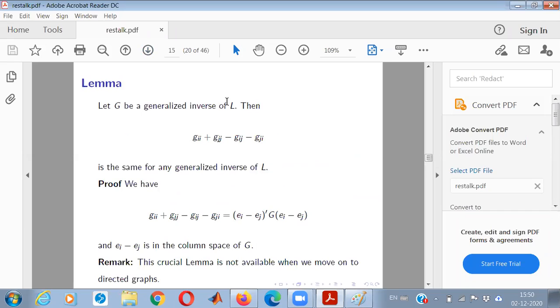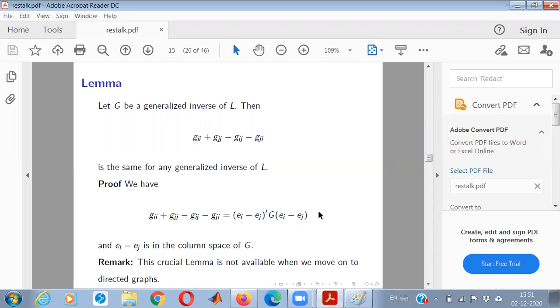Let's take any generalized inverse of the Laplacian. Then this quantity g_ii plus g_jj minus g_ij minus g_ji. If G is symmetric, this can be combined into 2 times. But otherwise, you keep it as it is. And this is invariant under the generalized inverse. And the simple reason being that this expression can be written like this, (e_i minus e_j) transpose G (e_i minus e_j), where e_i is the unit vector with 1 at the ith place and zeros elsewhere.